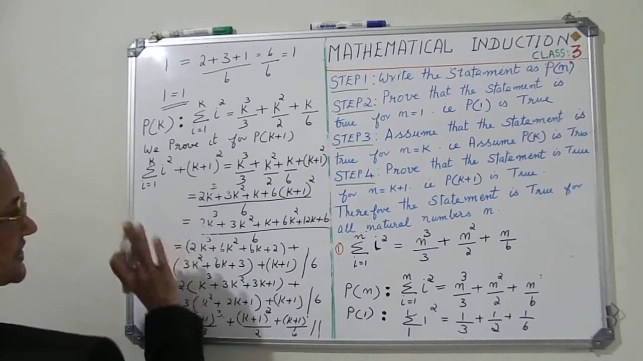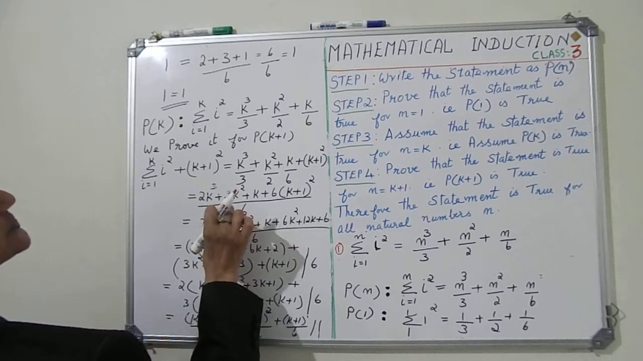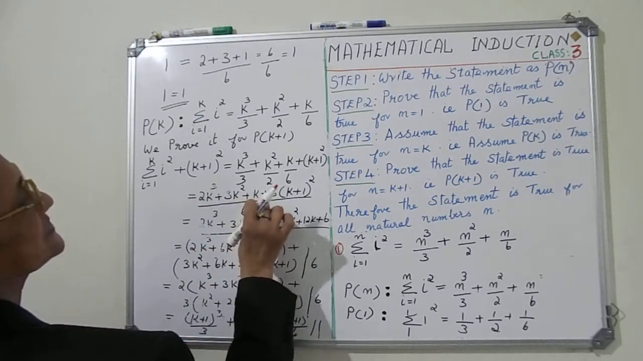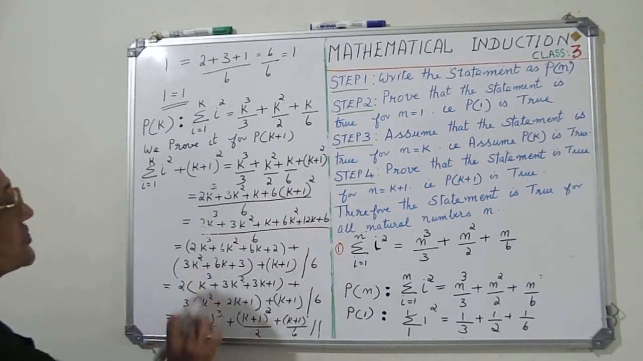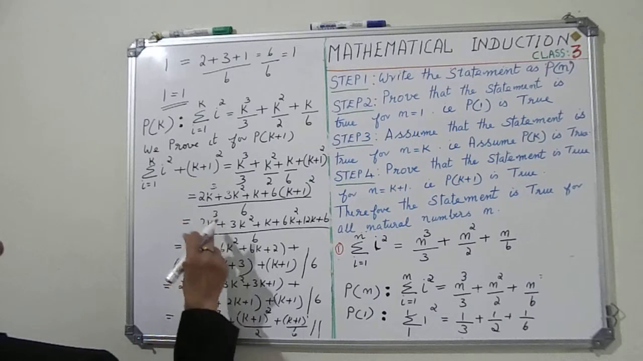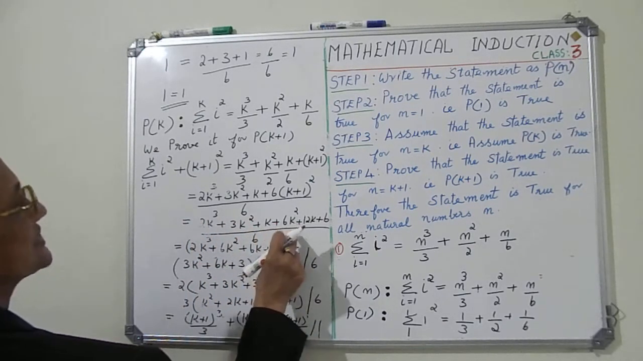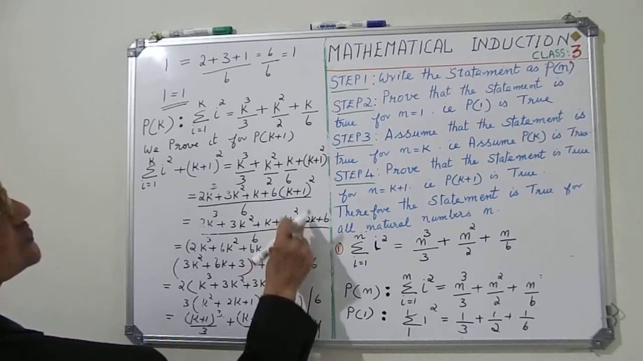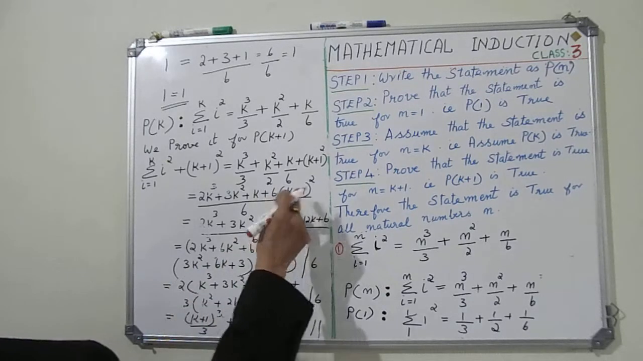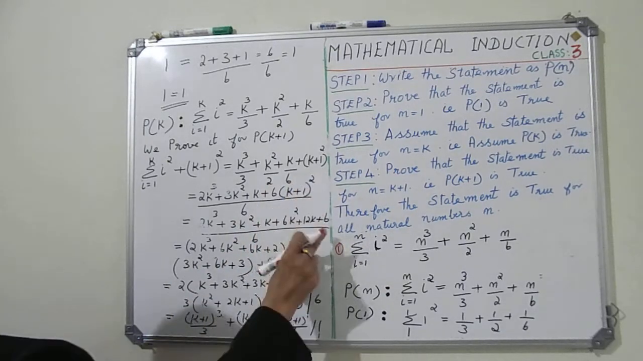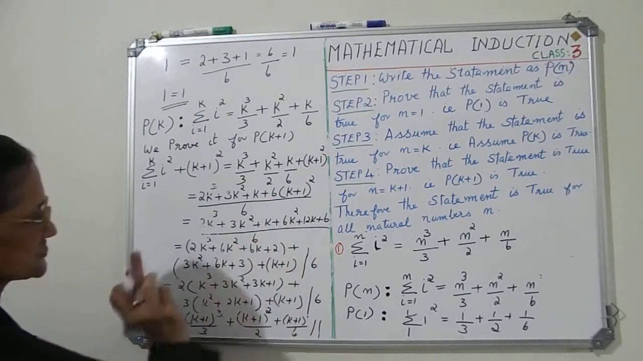Now I am going to simplify the right hand side. Keep the left hand side as it is. The right hand side will be 2 times k cube plus 3 times k square plus k plus 6 times k plus 1 the whole square upon 6. That is 2 times k cube plus 3 times k square plus k plus 6k square plus 12k plus 6 upon 6. Okay, expand k plus 1 the whole square and multiply by 6. Then you will get this expression upon 6.